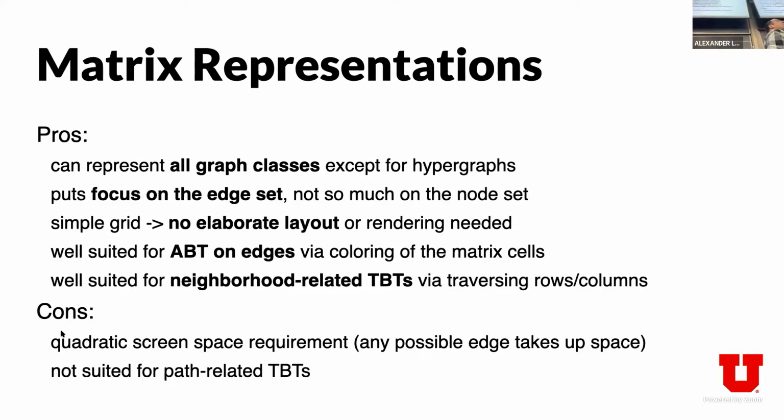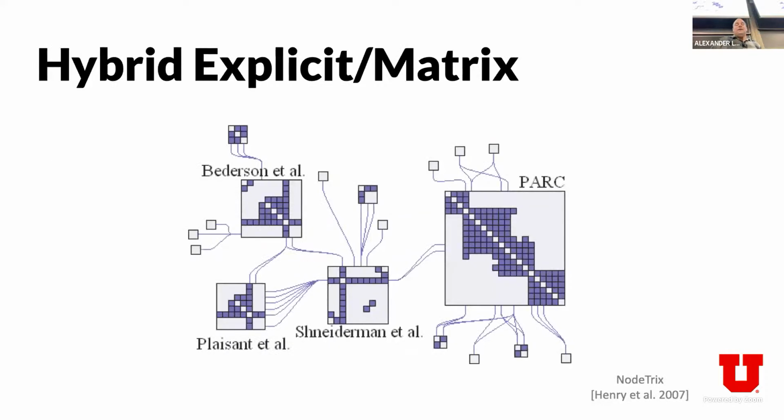So even on a typical screen nowadays, if you still want to read a label, you can probably do about 150 or so. If you don't want to see a label, you can go down further, but generally this is quadratic screen space by the number of nodes. So definitely not feasible with a 3,000 node network. And they're of course not well suited for path-related topology-based tasks.